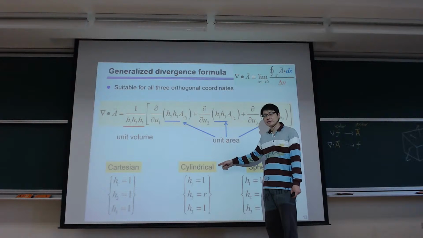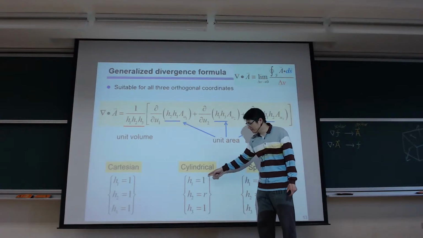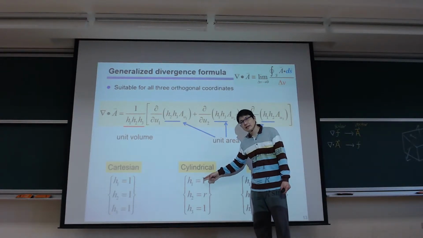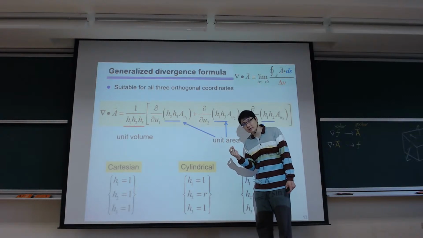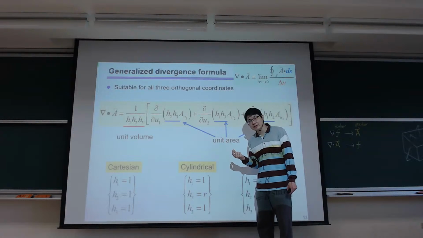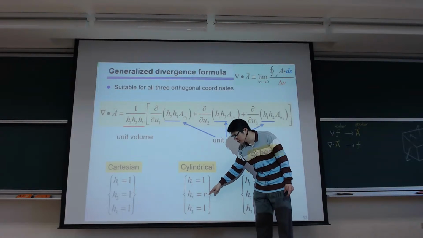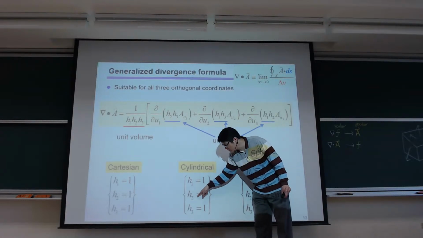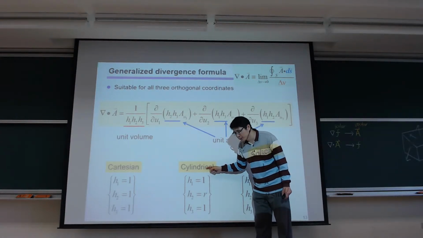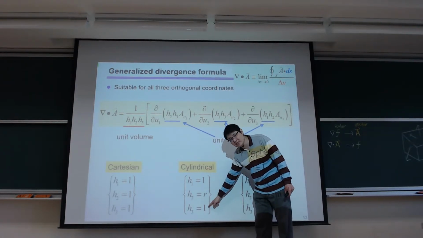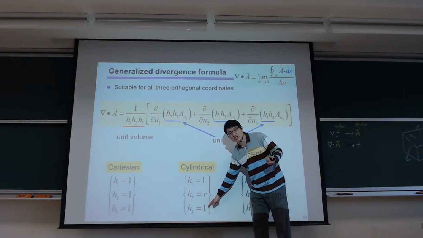In cylindrical coordinates, the differential length in the phi direction: because phi is an angle, you need to take the arc radius into account. So it's r d phi. So this h2 is your radius. In cylindrical coordinates, the third direction is z, so the differential length is just dz.